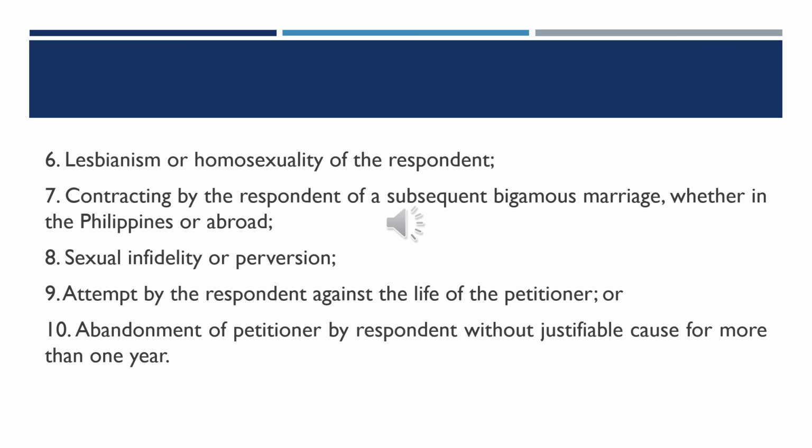Number 6 ground for legal separation, we have lesbianism or homosexuality of the respondent. So, halimbawa, yung mag-asawa, isa sa kanila isang homosexual or yung si wife ay isang lesbian, hindi niya alam na ganun pala, then nung mag-asawa na sila, tsaka lang niya nalaman, and napatunayan niyang nakipagrelasyon pa sa kapwa niya babae or sa kapwa niya lalaki, then pwede siyang mag-file ng legal separation. Pwede siyang makipaghiwalay. Number 7, contracting by the respondent of a subsequent bigamous marriage, whether in the Philippines or abroad. So, pwede kang mag-file ng legal separation dyan.